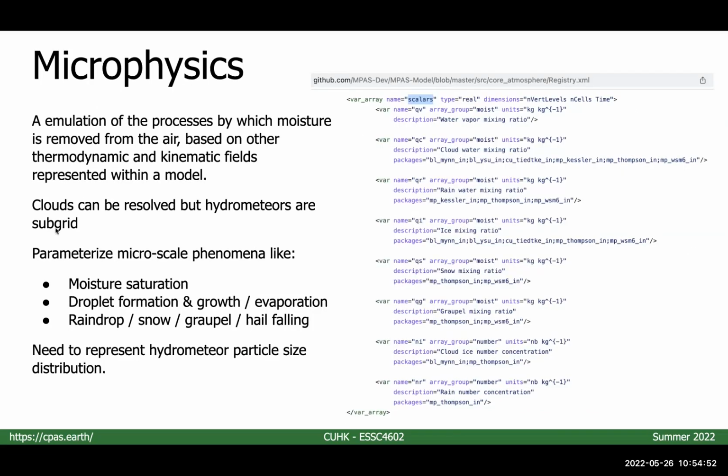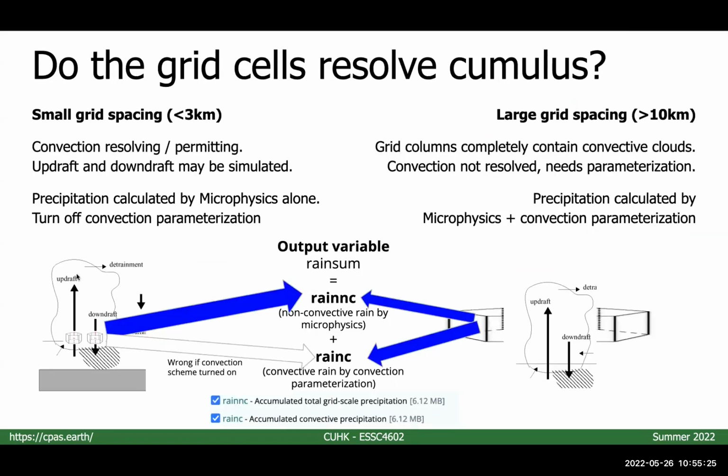So the parameterization scheme that implements some form of formulation for them is the microphysics scheme. So basically, the aim of this scheme is to emulate the process by which moisture is removed from the air based on other thermodynamic and kinetic fields represented within the model. So you go back to here.